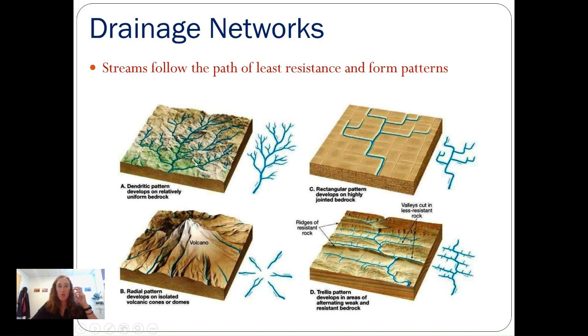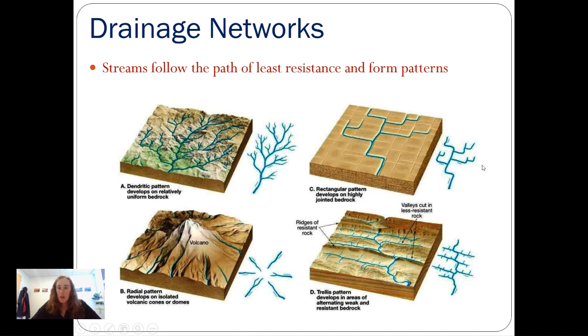Typically, if you have uniform rock coverage, so let's say you have an entire area of sandstone, it's all going to erode at the same rate. So you're going to get kind of a tree-like drainage pattern that will form. Let's say you have a volcano or a hill. As rain falls on that volcano, water is going to flow down all sides of it. So you'll get something called a radial pattern where streams radiate around from the center point.